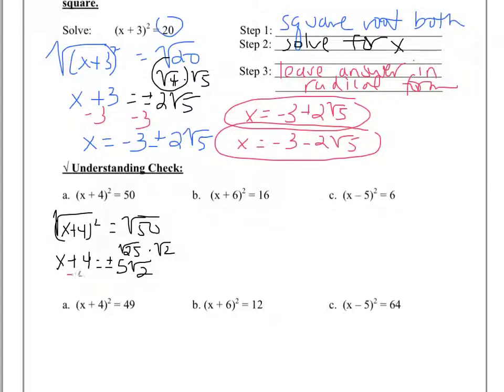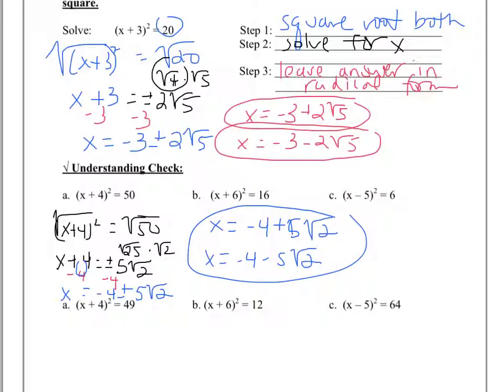Next up is to subtract 4 from each side, and I'll have left over x is equal to negative 4 plus or minus 5 times the square root of 2. I'm going to use the space over to the right to write both of them. So this actually is two answers. x equals negative 4 plus 5 times the square root of 2, and also x is equal to negative 4 minus 5 times the square root of 2. So those are your two responses. Let's go ahead and move on to the next.